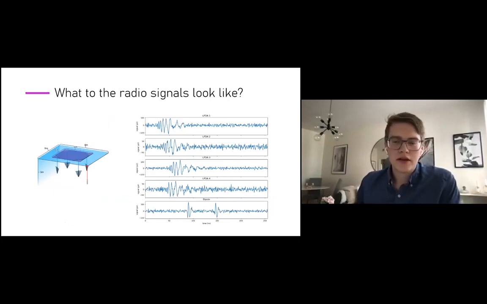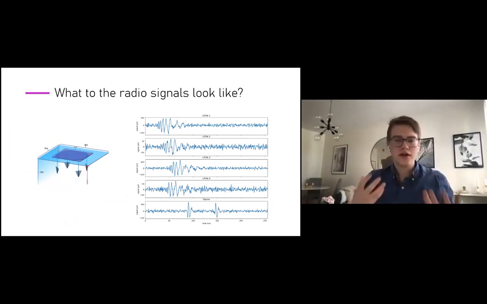So what do the radio signals look like? Well, I have an example here. Remember again, we had 1, 2, 3, 4 antennas here, and we had a 5th antenna. So in total 5 antennas. And this is an example of 1, 2, 3, 4, 5 antenna traces. The first 4 look almost the same, and the 5th one is a bit different. That's the antenna right here. So it basically looks like some sort of signal.